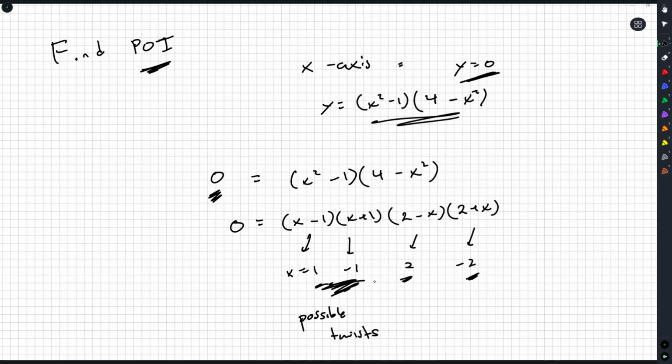So what do we do? You don't set up the integral just from minus 2 to 2, because we want those areas individually. We don't want anything to cancel each other out. So we're going to set up the area from minus 2 to minus 1, that first pair of points of intersection. And then we're going to go from minus 1 to 1, the next pair, and then from 1 to 2. And that's it.